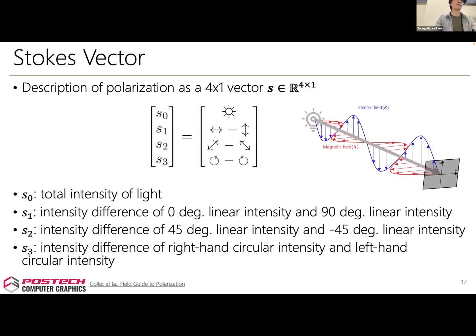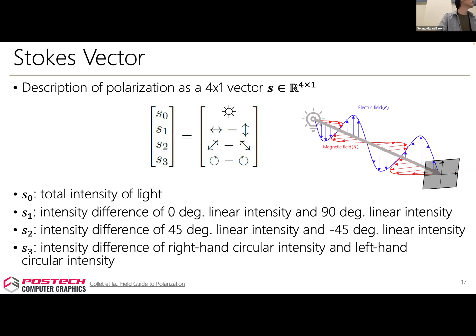Stokes vector first. The Stokes vector is a description of the polarization state of light as a 4x1 vector S. Usually we describe the intensity of light with a single value, right? It could be a radiance. But with the Stokes vector, we have 4 values: S0, S1, S2, and S3. These represent the total intensity of light and the intensity difference between 0-degree linear and 90-degree linear. The third element describes the intensity difference between 45-degree linear and minus 45-degree linear. The last one is the difference between right-hand circular intensity and left-hand circular intensity.